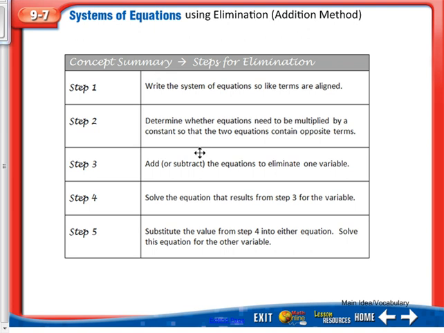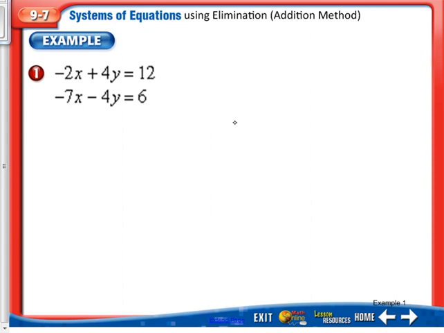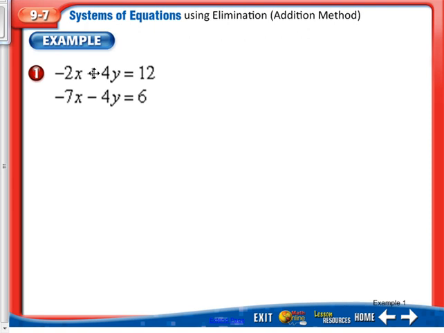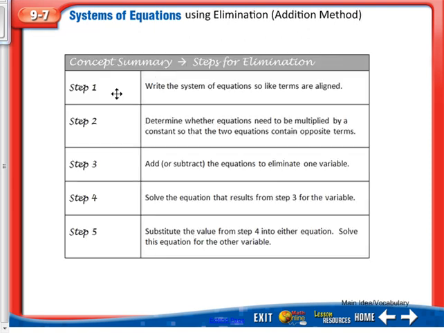Then it says determine whether the equations need to be multiplied by constants so that the two equations contain opposite terms. Well, I know that the 7 and the 2, if we add or subtract those, we're not going to get rid of anything. But notice right here we have a plus 4y and a minus 4y. Those two have common and opposite like terms. These already do contain opposite terms. We have a positive 4y and a negative 4y, so they are opposite.